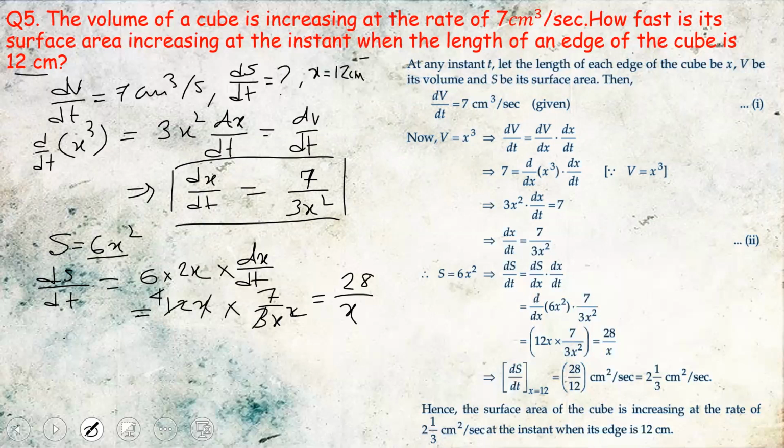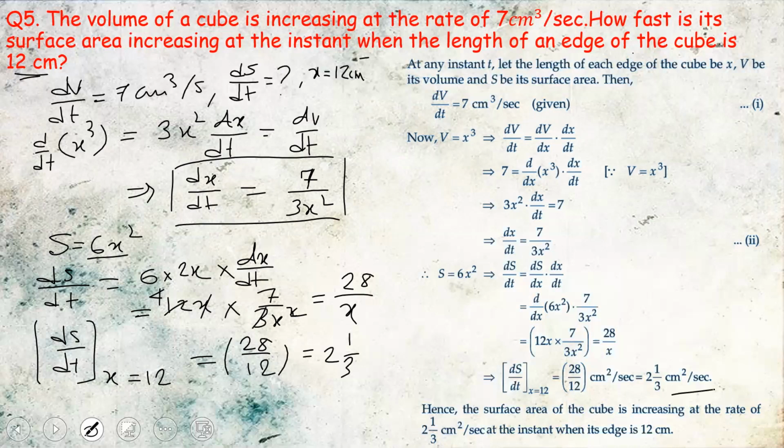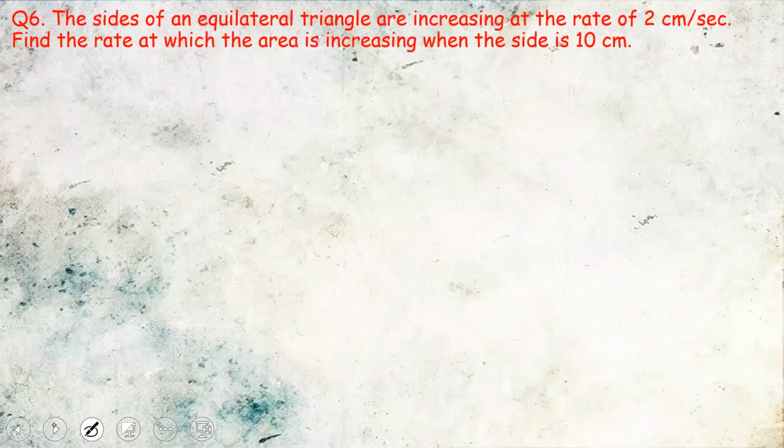So now you need to find dS/dt when x is equal to 12 centimeter. So put the value here, 28 upon 12, that means 2 and 1/3 centimeter square per second. Here is your answer. Here is your solution. You can check. So moving to the next problem.